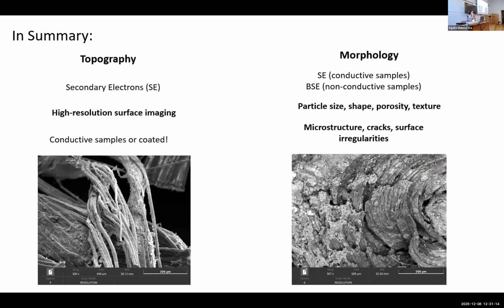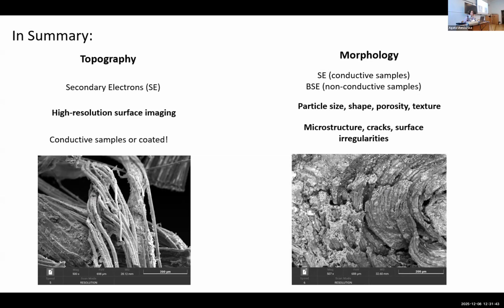In summary, if we want to get topography, we use secondary electron SE images, the detector, and it's always high resolution surface imaging, but only on conductive samples or those that were coated. And here you can see the beautiful picture of flux. The sample was prepared and coated with gold, so the picture is quite good.